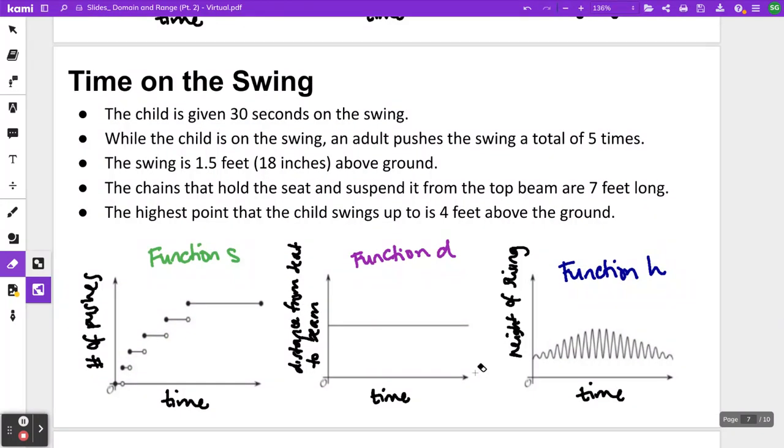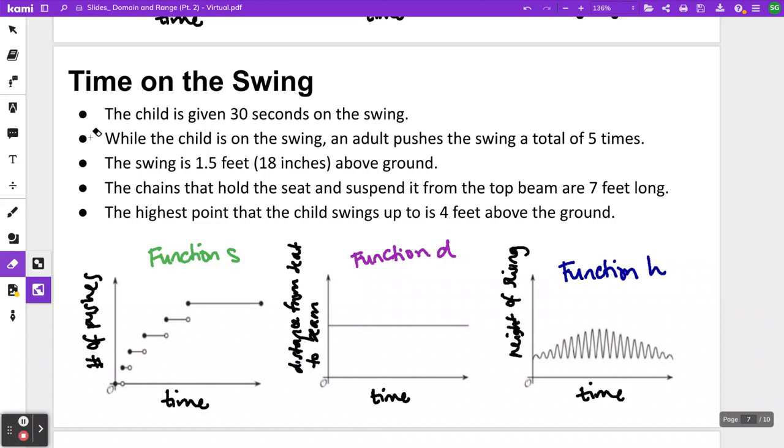So now that we've got the graphs matched with the stories and we've got our X and Y axis labeled, the next thing we're going to do is use this new information on the screen to go ahead and actually put some numbers on our X and Y axis.